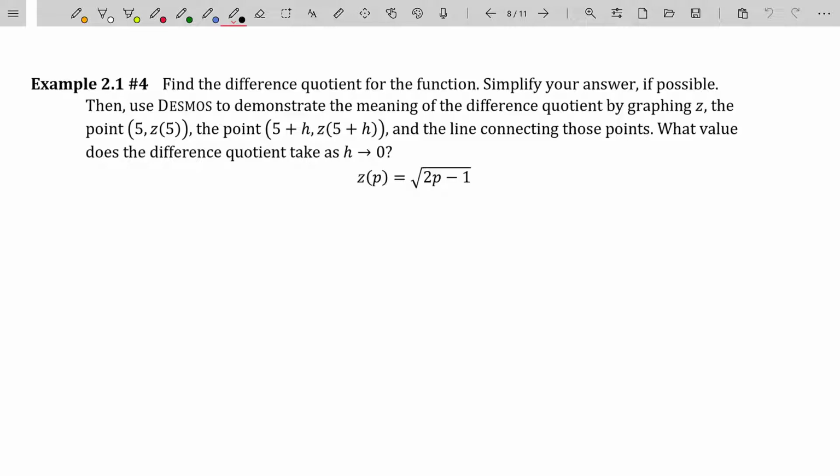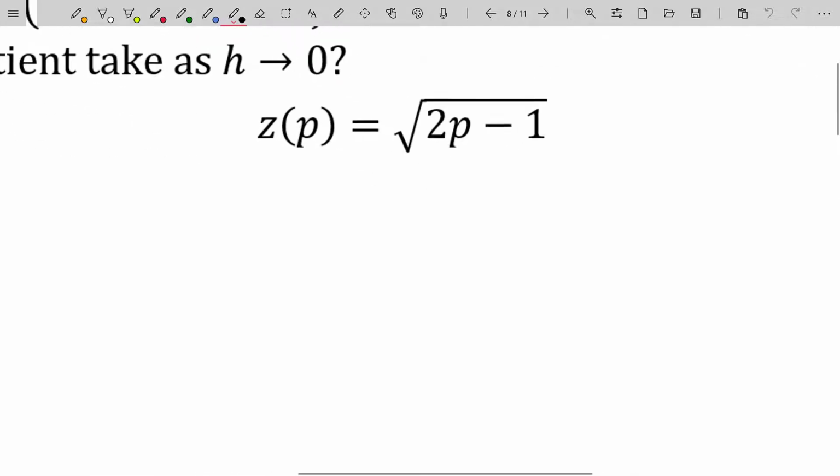Find the difference quotient for the given function, which is z of p is equal to square root of 2p minus 1. Simplify your answer, if it's possible. Then we're going to go to Desmos to demonstrate the meaning of the difference quotient, which is basically what I just did on the previous page, but it's good to see it on Desmos. And then we'll investigate more details about it.